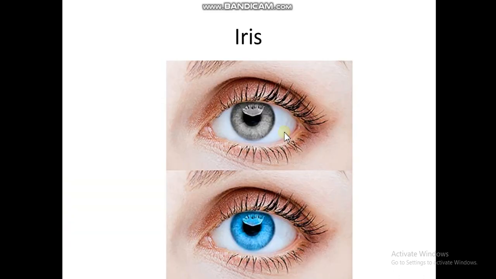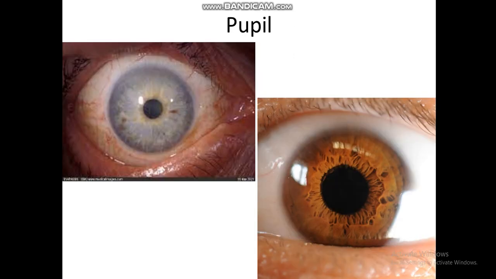So this is the iris. The color of the iris varies from person to person. One function of the iris is to give the color of the eye, and another function is to regulate the size of the pupil. In this picture you can clearly understand what I have said. You can see the size of the pupil: here it is very small and here it is very big. Why? Because the size of the pupil is regulated by the iris.